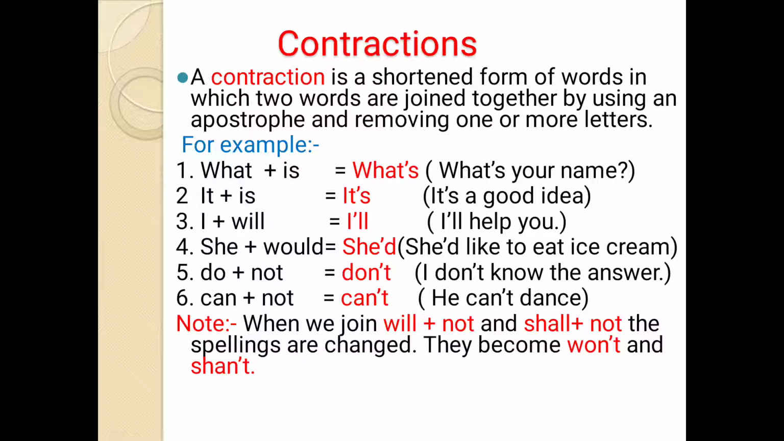I and will, these two words become I'll. I'll help you. She plus would, it becomes she'd. She'd like to eat ice cream. Do and not becomes don't. I don't know the answer. Can plus not becomes can't. He can't dance.